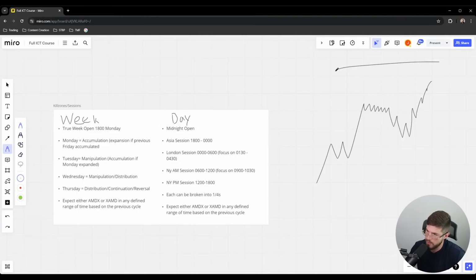Or if we have hit our higher time frame target, let's say it did, then we're going to expect that reversal on Thursday. Okay. But the key I want you to understand here is expansion if Friday accumulated. So you're always going to be, when you're trying to determine whether or not we're doing accumulation, manipulation, distribution, or X, which is going to be continuation or reversal, what you're going to be doing is trying to determine based on the previous cycle in time.